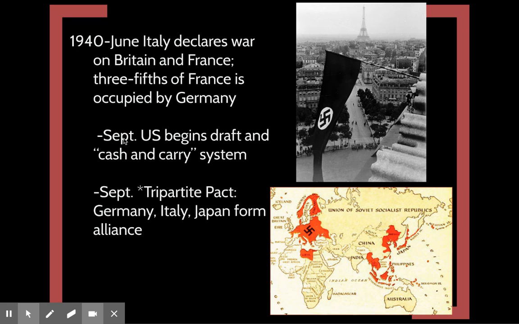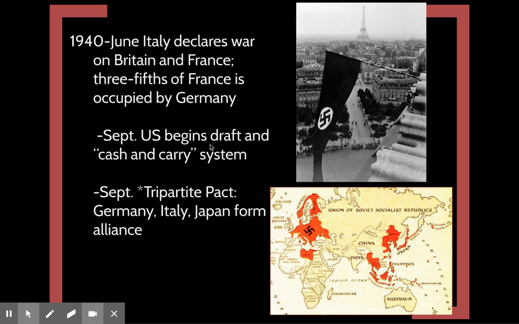Okay, if you guys remember, in the 1930s, the United States had neutrality acts, meaning that we could not sell to countries at war. Well, we realized, hey, we need to help Great Britain or we're going to end up getting pulled into this war, because Great Britain is really the only one that is fighting against Germany at this time because France has been taken.